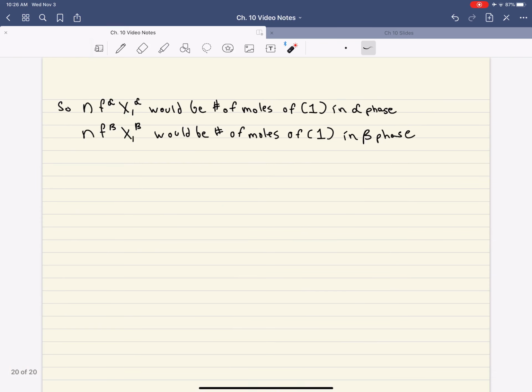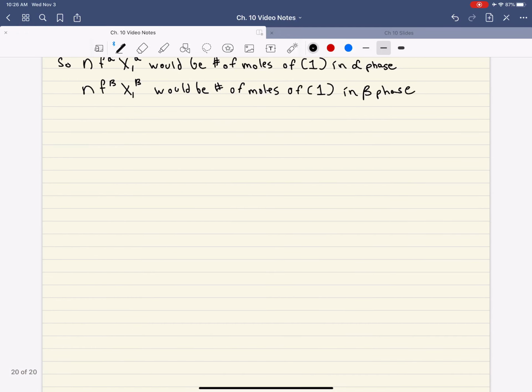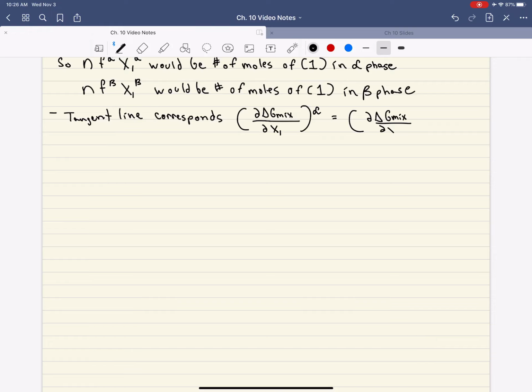Okay? And so, that tangent line corresponds to the point where if we took the delta G of mix with respect to dx1 and we looked at it for the alpha phase, this partial derivative would also be equal to dx1 in the beta phase. So this partial derivative, it's just a mathematical way to determine a slope, and we're just saying the slope at x1 alpha is equal to the slope at x1 beta.